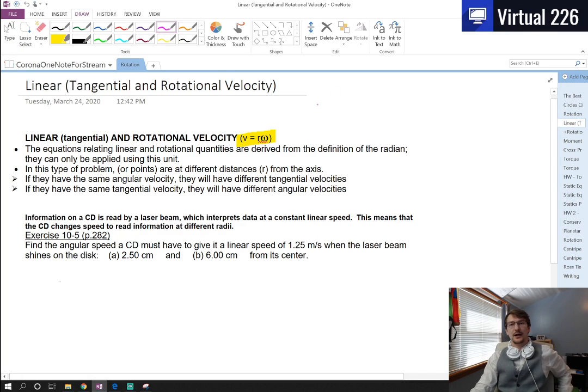We are looking at the HP11N Trinity Corona notes, if you're following along. We're looking here at linear and tangential, and then relating it to rotational velocities. Linear or tangential velocity is how fast something is moving in a straight line, where rotational velocity is how quickly something is moving through an angle. What we're going to be doing here is looking at how we can relate these linear, tangential, and rotational velocity quantities for an object.